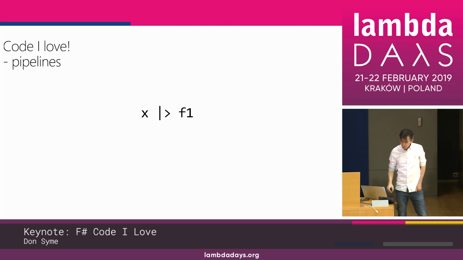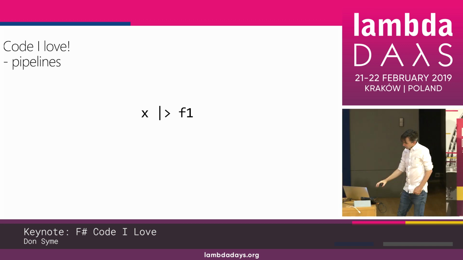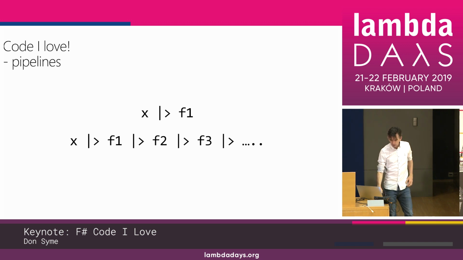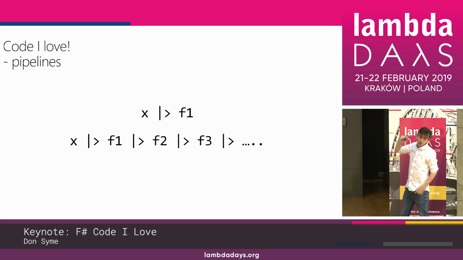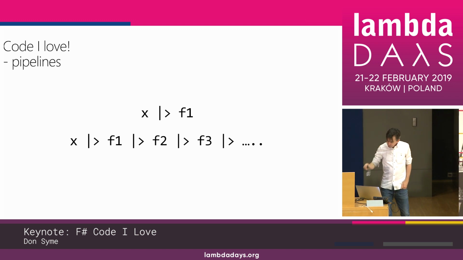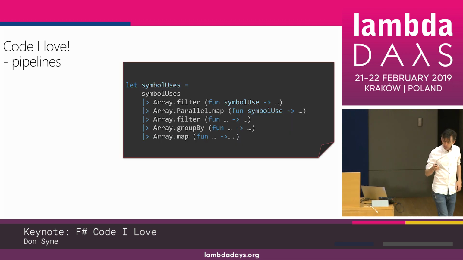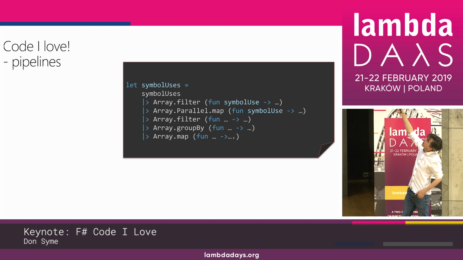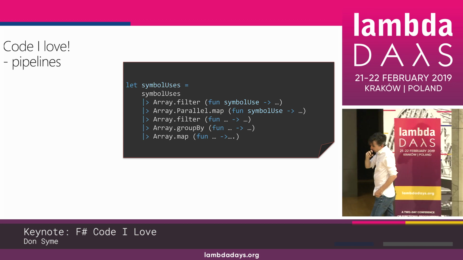Okay, so F Sharp code has lots of this kind of pipelining thing. You'll see this endlessly, almost every second line in F Sharp code. Usually formatted over multiple lines. You'll take some value and you just pipe it through a whole lot of functional transformations, from left to right, like this. And so this kind of code is a joy to read. We're filtering, we're doing a parallel map over some of the symbol uses, and then doing filter, then a group by, and then a map along the way.